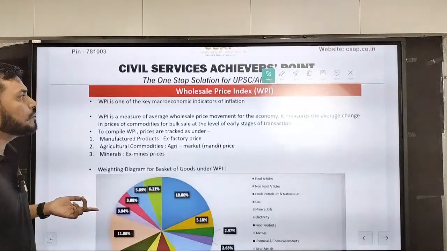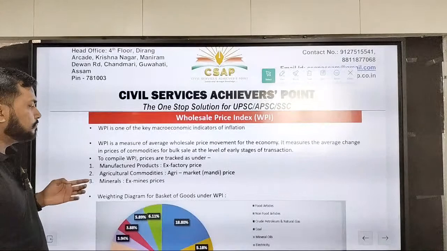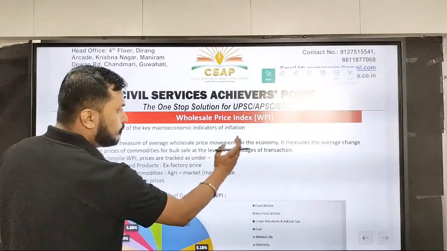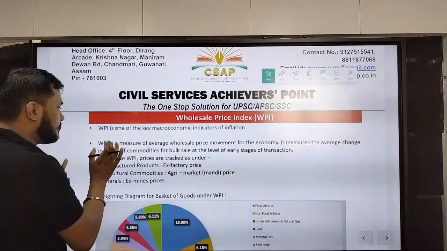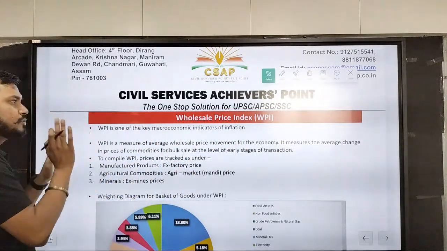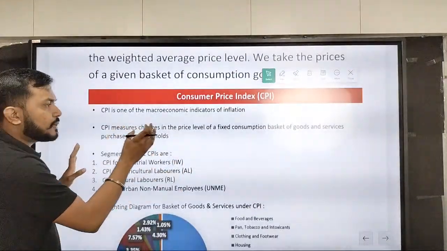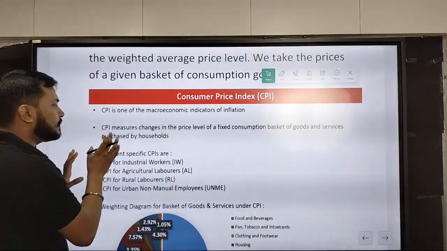So this brings us to the concept of WPI and CPI. Here, WPI is a measure of average wholesale price movements of the economy, the average change in prices of commodities for bulk sale at the level of early stage of transaction, that is the producer level. What is CPI? In CPI we are mainly focusing on the consumer level, that is the price of a fixed consumption basket of goods and services purchased by households.